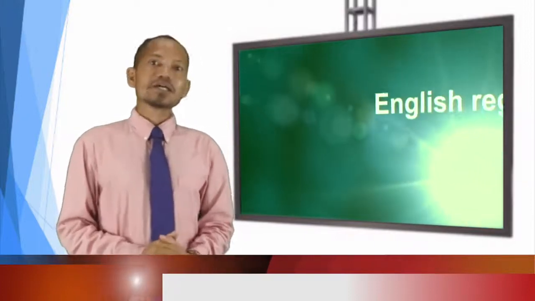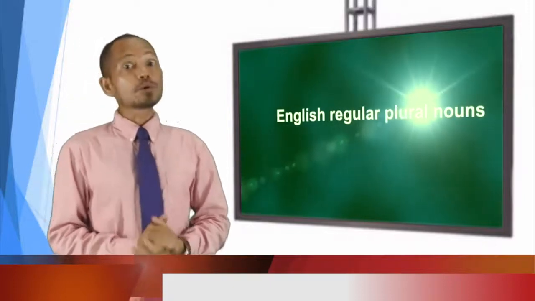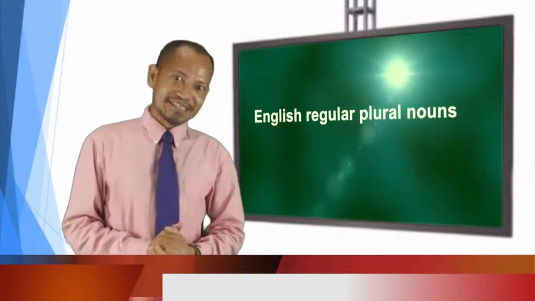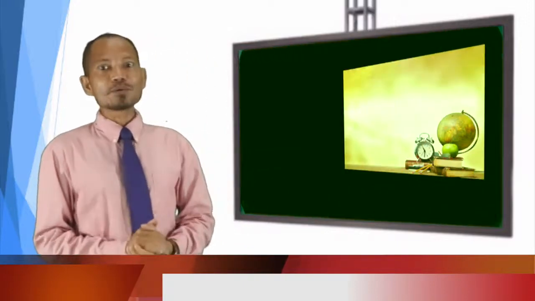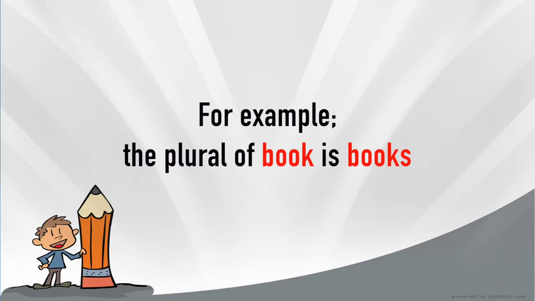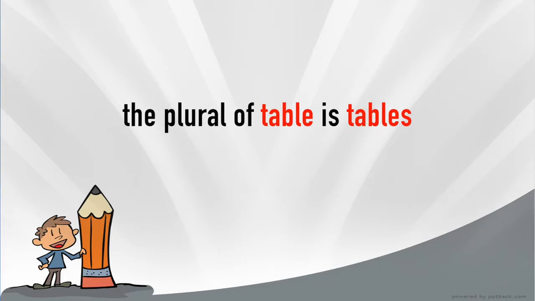Okay, please take a good look at English regular plural nouns. In order to change a singular noun to its regular plural form in English, you usually add an s. For example, the plural of book is books, and the plural of table is tables.